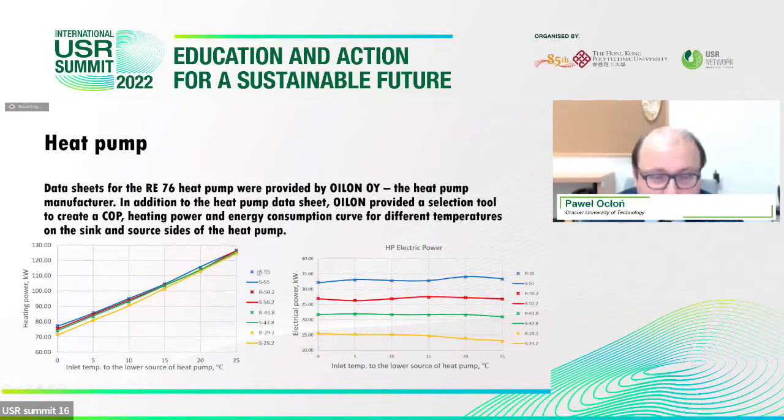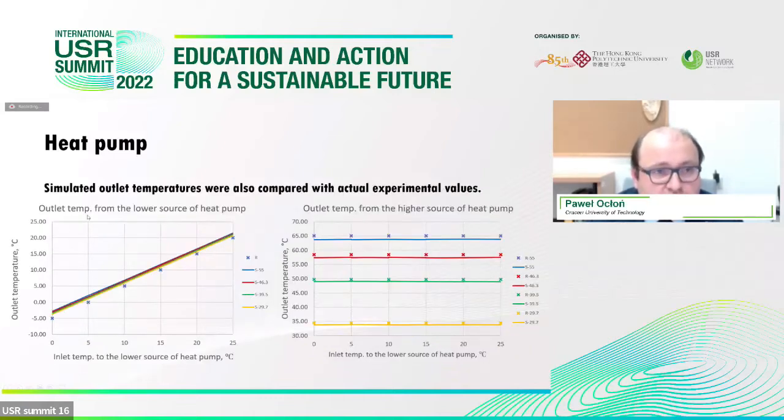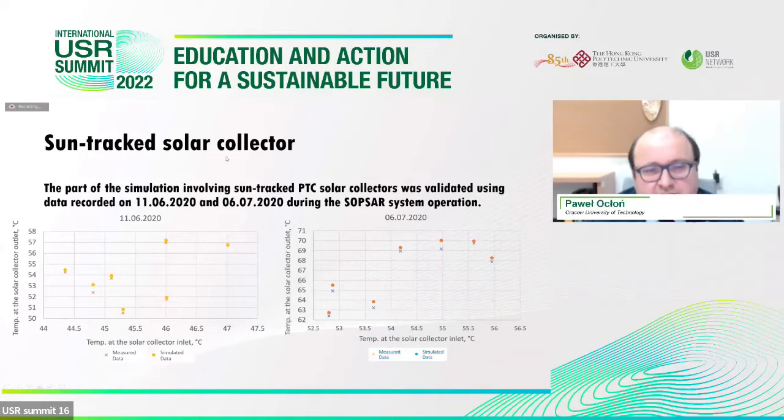We were able to compare the measurement results with the simulation, and we can see for the heating power and electrical power output quite good agreement with the measurements. Also for the outlet temperature and the inlet temperature of the lower source of the heat pump, we can see quite good validation. And for the SunTrack solar collectors, we were also able to make some measurements to validate them: the solar collector inlet temperature and outlet temperature compared with the simulated data show quite good agreement. It is similar here, for another day of the year.